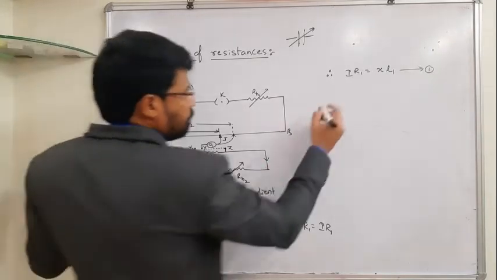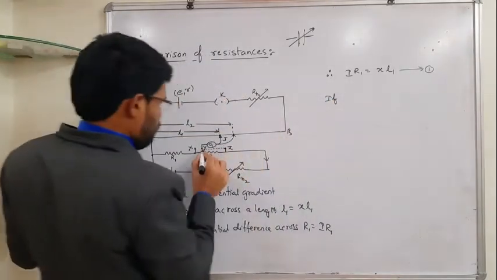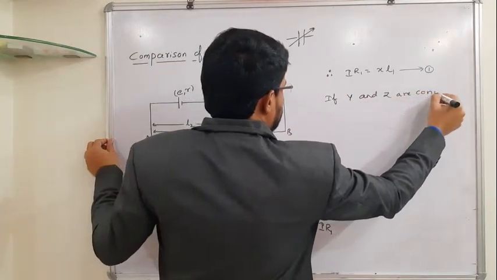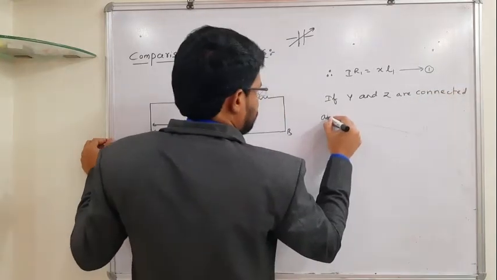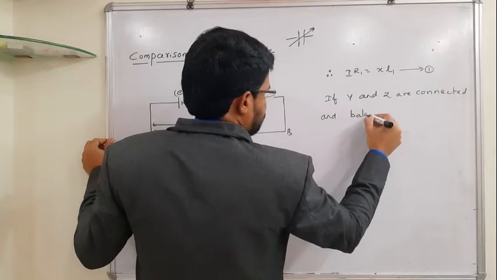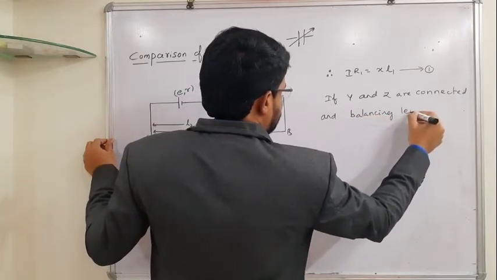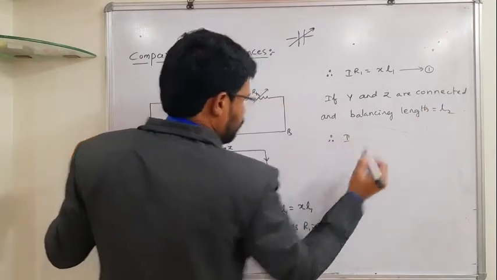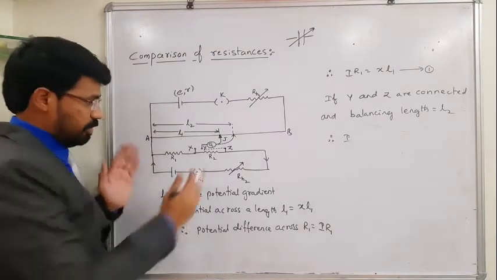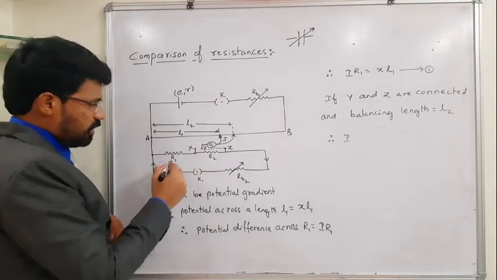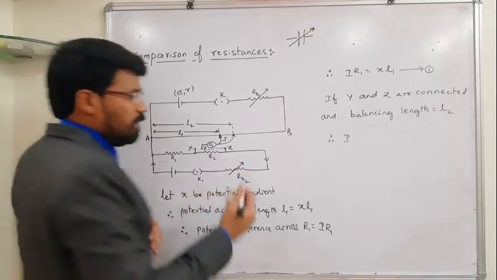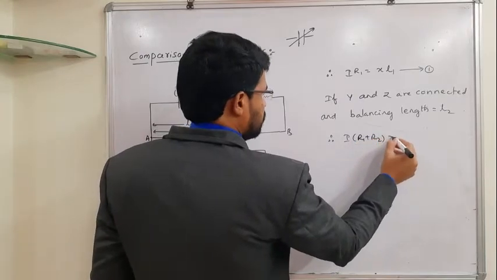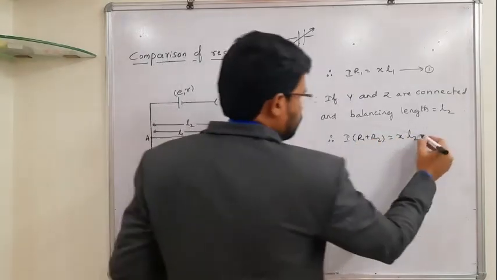So therefore, if Y and Z are connected, and the balancing length is equal to L2, then I into what is the potential difference across R1 and R2 together? The total effective resistance here is R1 plus R2. How much current is passing through them? I. So according to Ohm's law, the potential difference across R1 plus R2 will be I into (R1 plus R2), which is equal to X into the balancing length L2. Let us take it as equation number 2.